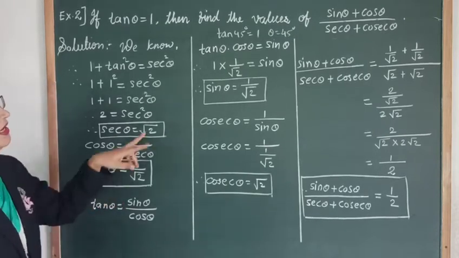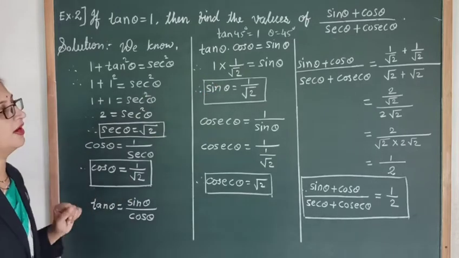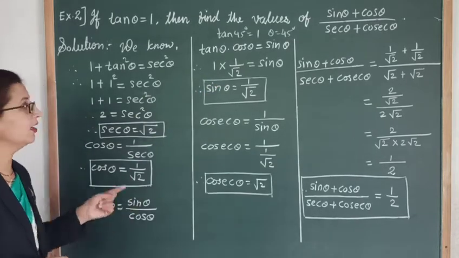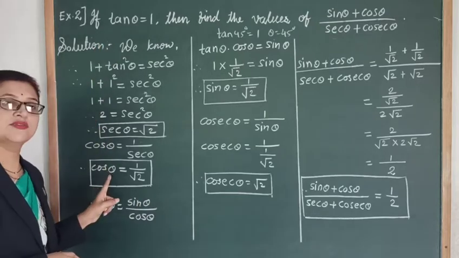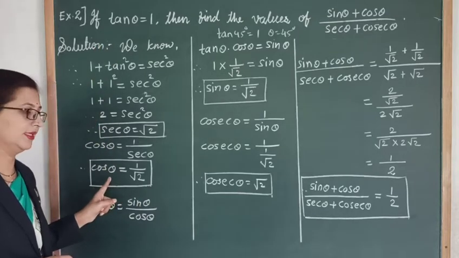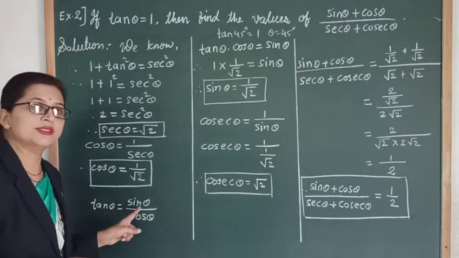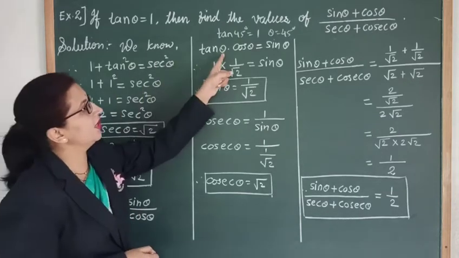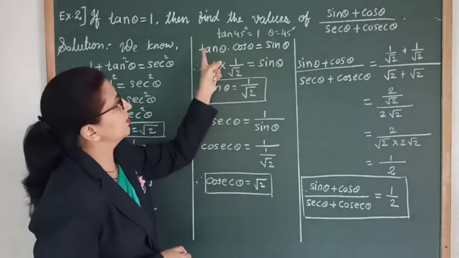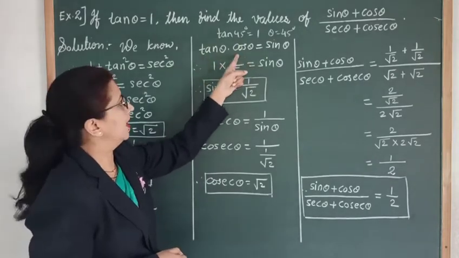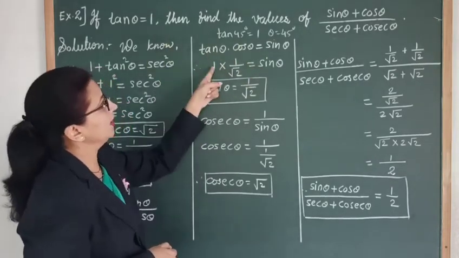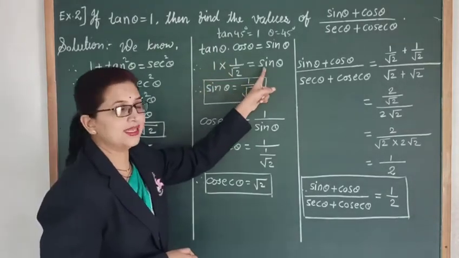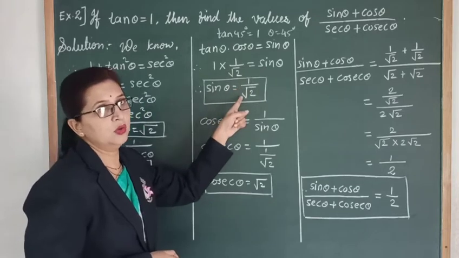Then we got the sec and cos. Now we want to find out the sin and cosec. So let's find out the sin. Here tan is given, cos we got. Let's find out sin theta. So tan theta is equal to sin theta upon cos theta. Therefore sin theta is equal to tan theta into cos theta. Tan theta is 1, cos theta is 1 upon root 2. So in this way we got sin theta also 1 upon root 2.